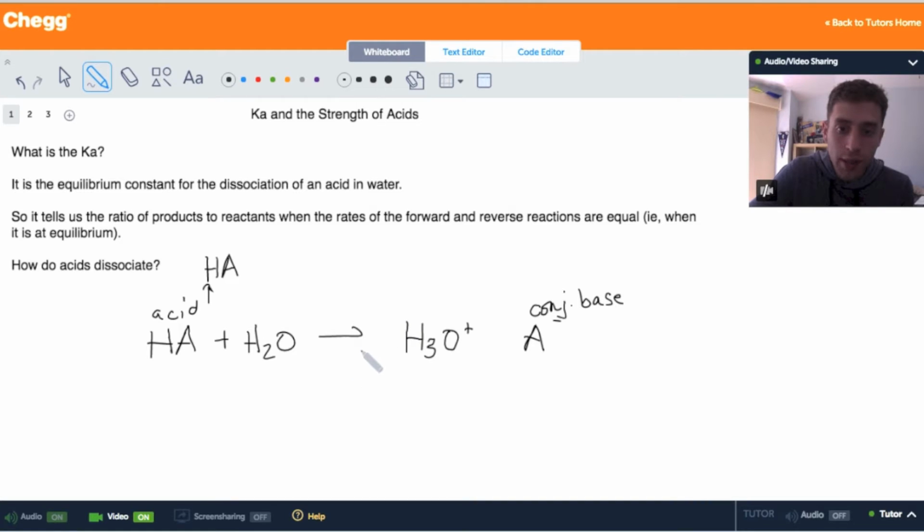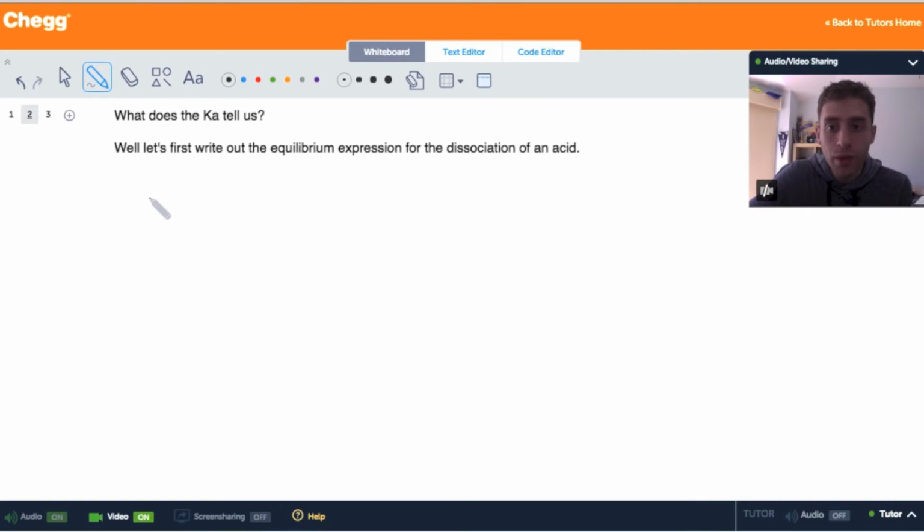This reaction is also reversible because this is not a strong acid, it's a weak acid, so it can go in the reverse direction. What the Ka will tell us is how well this acid dissociates into H3O plus and A minus. So let's go into more detail about what the Ka tells us.